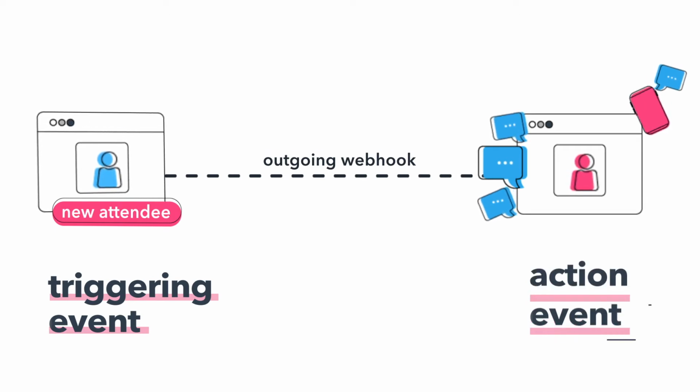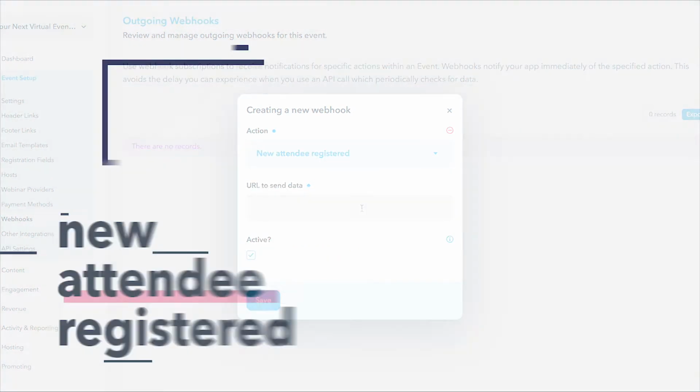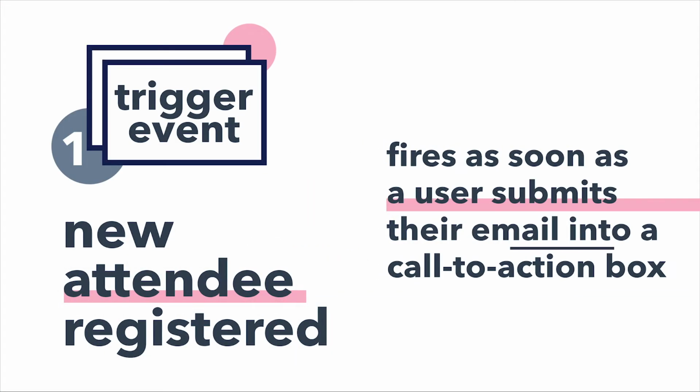We offer webhooks for 3 events. The first is new attendee registration. An attendee is created as soon as a user submits their email into a call to action box. And this can happen at the beginning of the registration process or further down the line. So because of those different entry points, you could receive varied data.